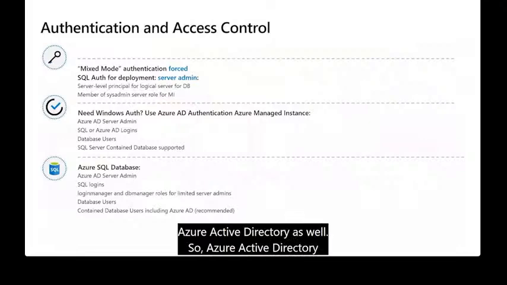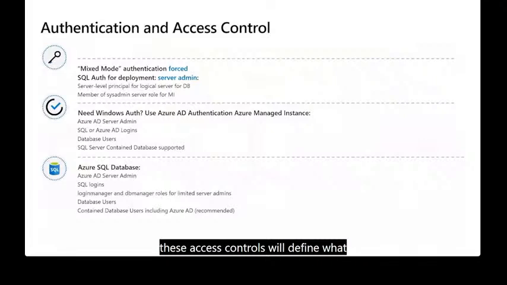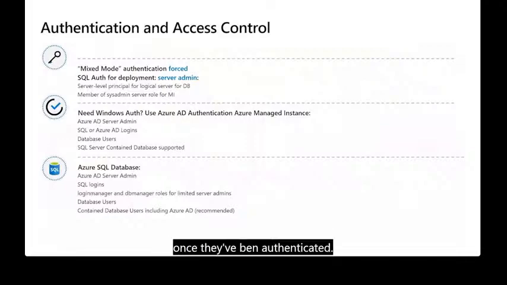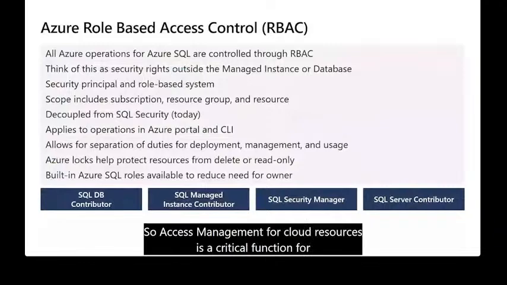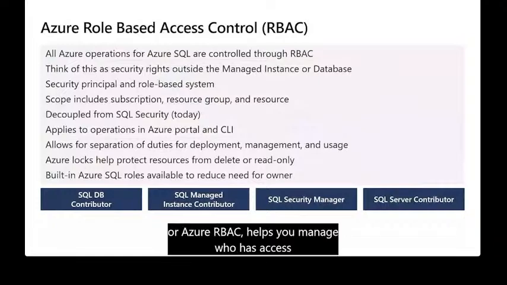So Azure Active Directory enables you to specify who and what can access your resources, and these access controls will define what a user or an application can do with your resources once they've been authenticated. So access management for cloud resources is a critical function for any organization that is using the cloud. So Azure Role-Based Access Control, or Azure RBAC, helps you manage who has access to Azure resources and what they can do with those resources.